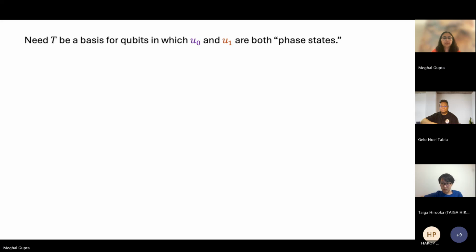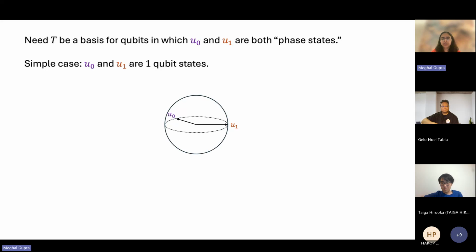Let's start with a simple case where both U0 and U1 are one-qubit states. In this case, it's easy. You just take the perpendicular bisector and then measure in that basis. This is the Bloch sphere. You draw U0 and U1 on the Bloch sphere, you take the perpendicular bisector, and regardless of whether you get the up green arrow or the down green arrow outcome, for both U0 and U1 the two outcomes are equally likely. So you're done.